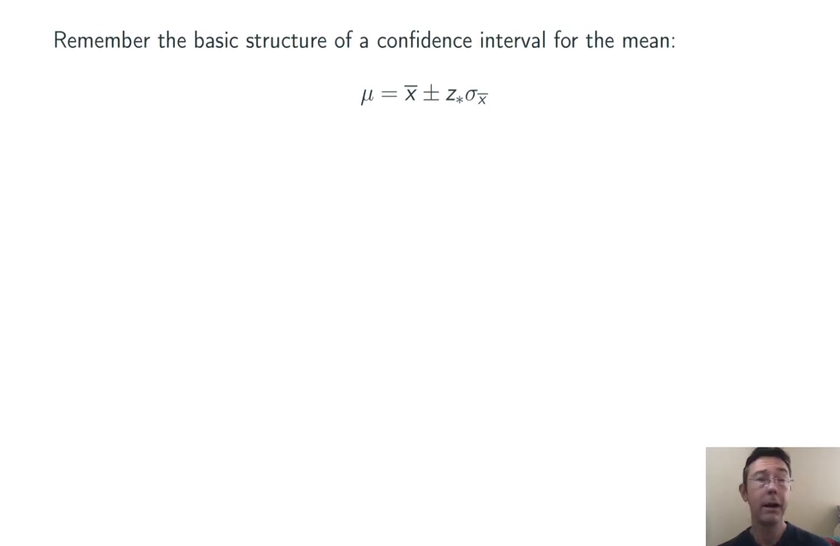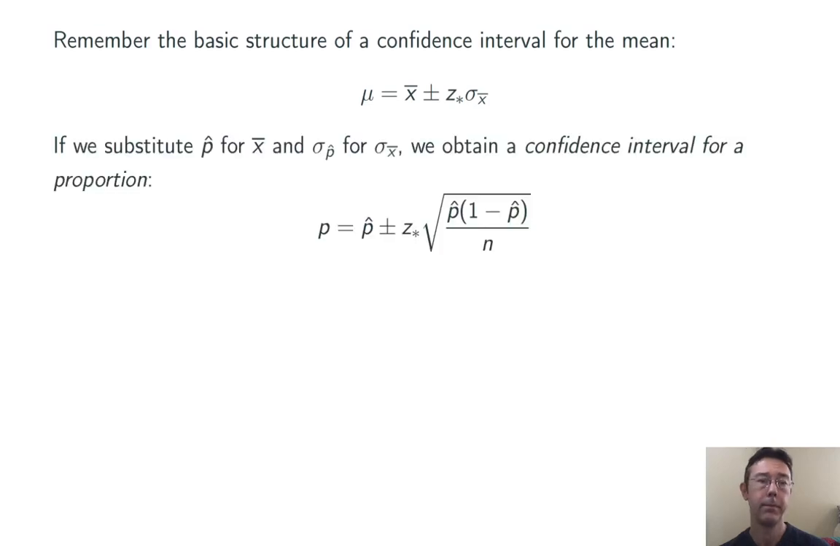All right, now let's talk about confidence intervals. Remember, the basic structure of a confidence interval for the mean is mu equals x bar plus or minus z star sigma sub x bar. So here mu is the population mean that we're trying to estimate. X bar is the sample mean. Z star is a critical z value corresponding to the level of confidence. And sigma sub x bar is the standard deviation of the sample mean.